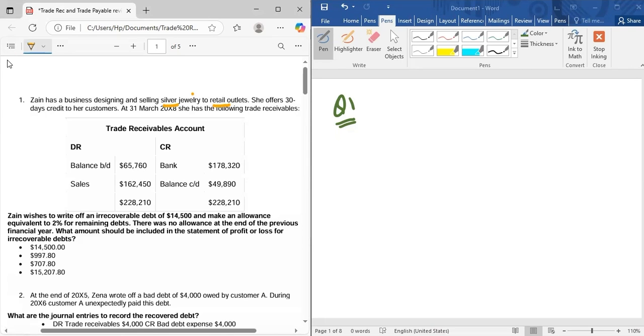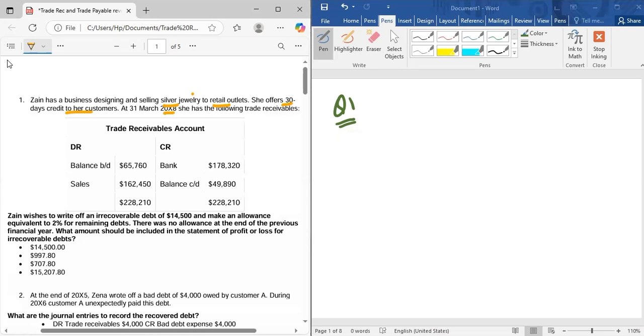outlet. She offers 30 days credit to her customers. At 31 March 20x8, she has the following trade receivables. Okay, so Zain is a girl. She is into a business of selling jewelry. Okay, and she sells jewelry to her customers and she offers them a 30 days credit, which means that the customers can pay to Zain after 30 days, right?